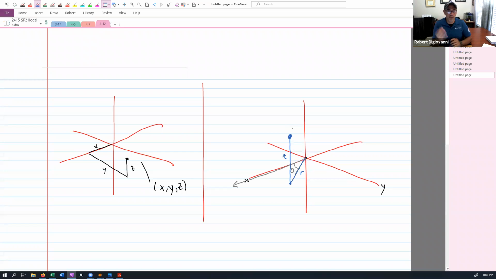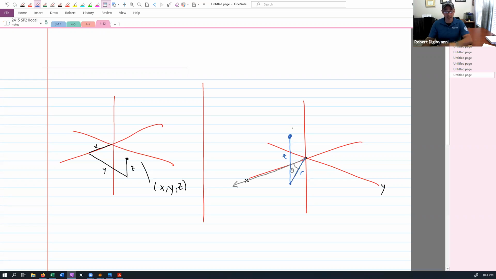For both of these scenarios, in order to get to the point, you need three things, right? You either need to know X, Y, Z, that'll get you to the point in Cartesian, or you need to know theta, R, and Z, that'll get you there in cylindrical. This new system, spherical, works the same way. We need three things to get to the point, but it's the way we get there that's weird, okay?